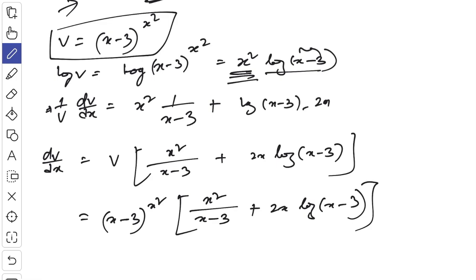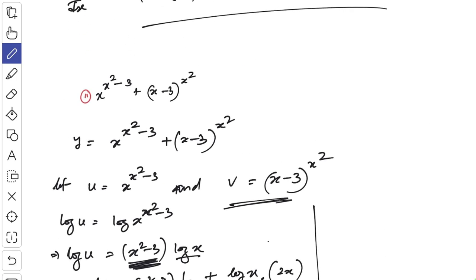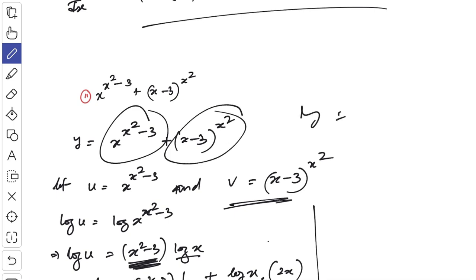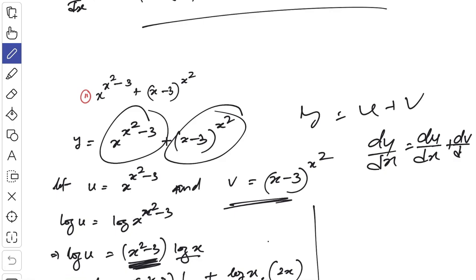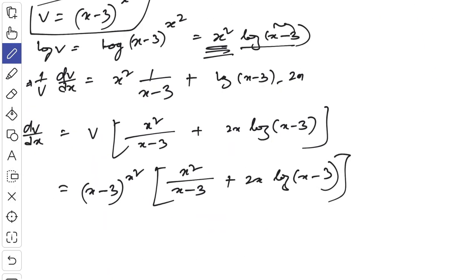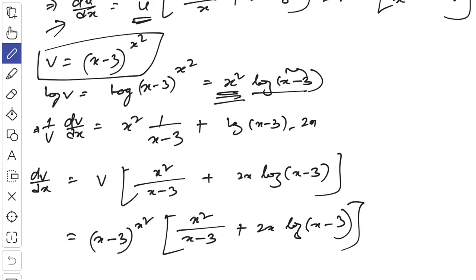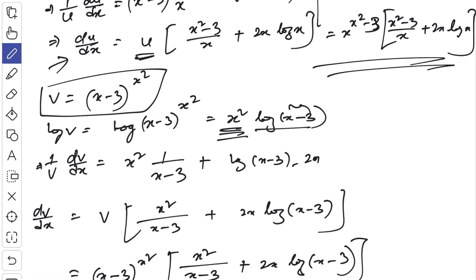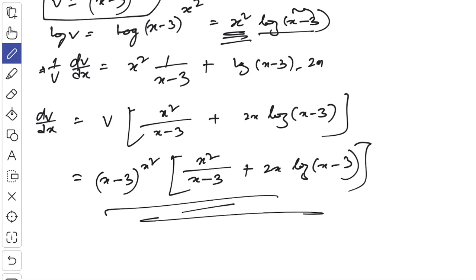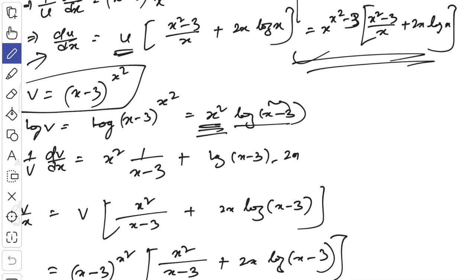So now you see, here we have considered this part as u and this part as v. That means y is equal to u plus v. So dy by dx will be du by dx plus dv by dx. And we have already got these two values, du by dx and dv by dx. So let us use these two values.